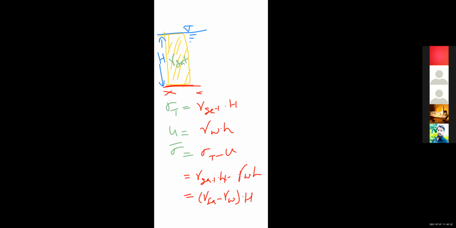Gamma submerged, gamma dash, into H. Effective stress equals gamma submerged into H. So this is the value of effective stress, total stress, and pore water pressure if soil is in completely submerged condition. So if we want to draw the pressure diagram, how do we draw it?